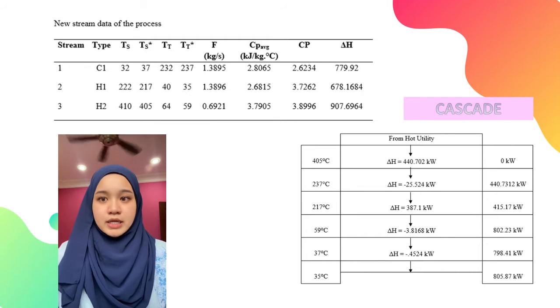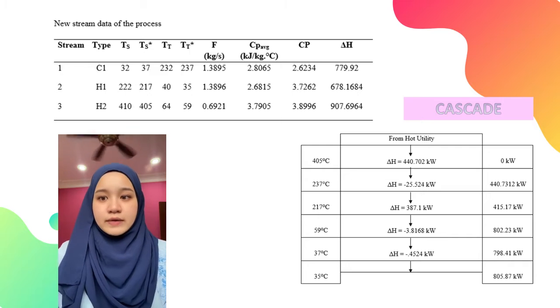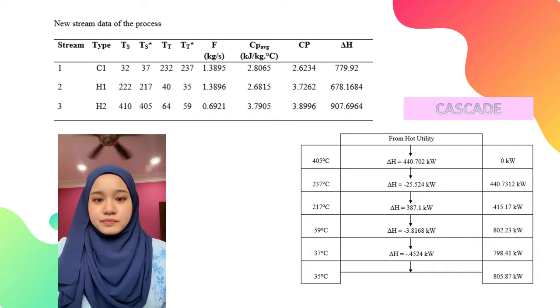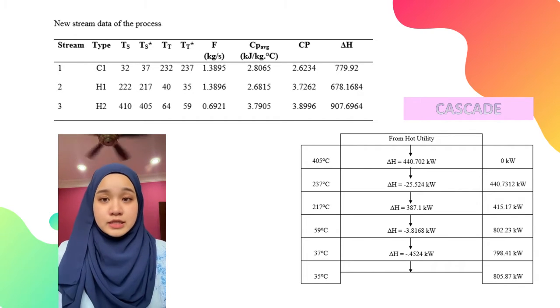the minimum cooling requirement is 805.87 kilowatt. Here, a threshold happens. In this process, a threshold problem occurs as only cold utility is required, while for hot utility we have 0 kilowatt.